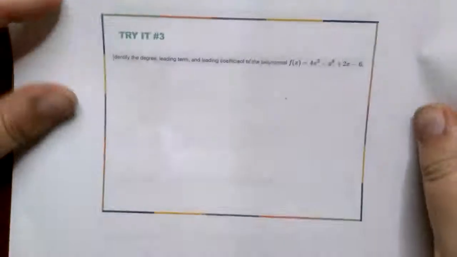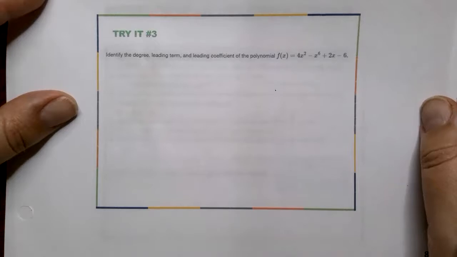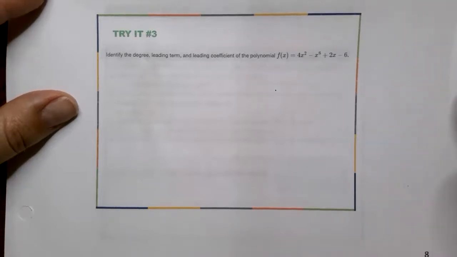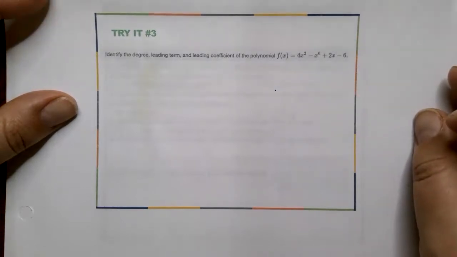So again, I want you to pause and try this by yourself. You're looking at f of x that equals 4x squared minus x to the 6th power plus 2x minus 6. Identify the leading term, leading coefficient, and the power of the polynomial.